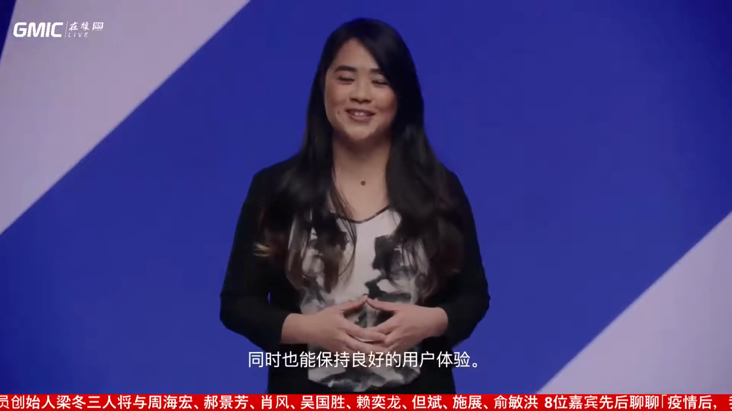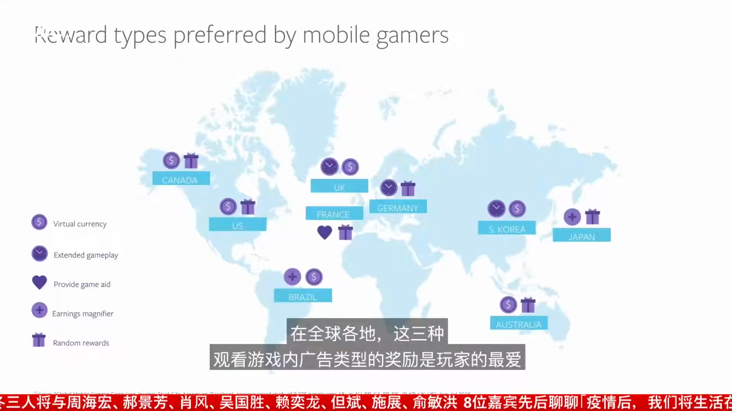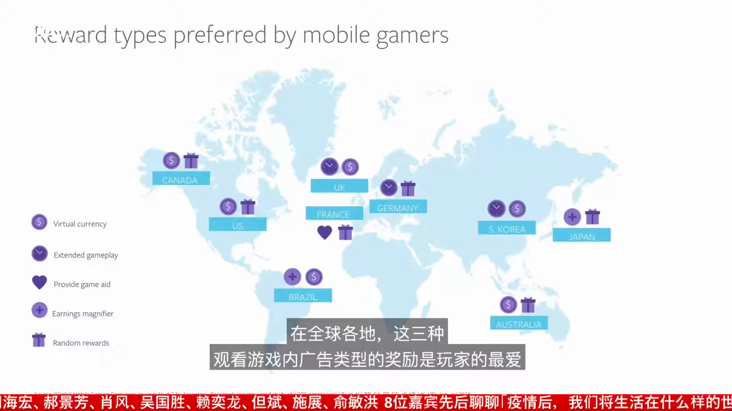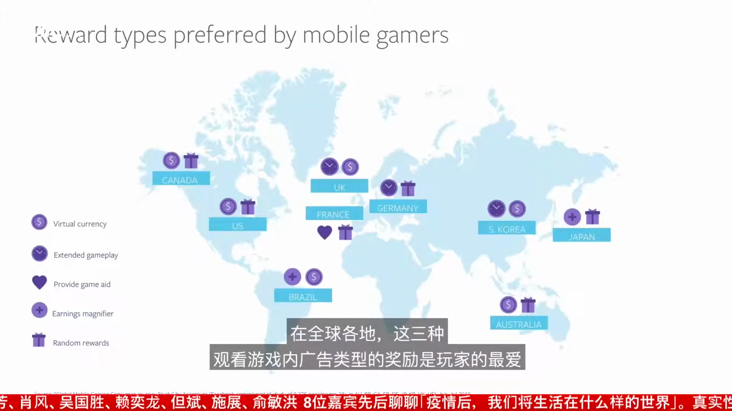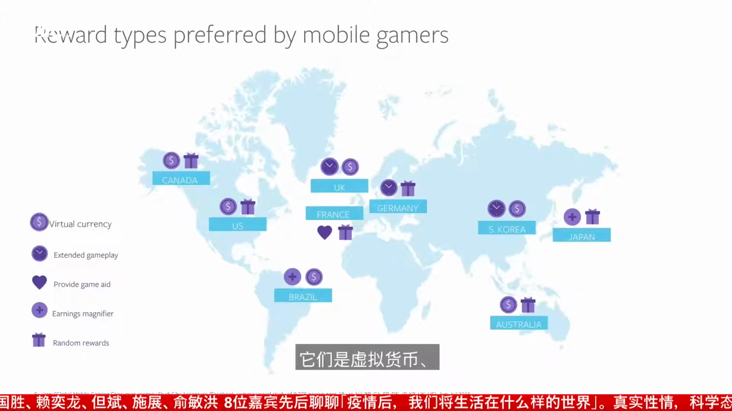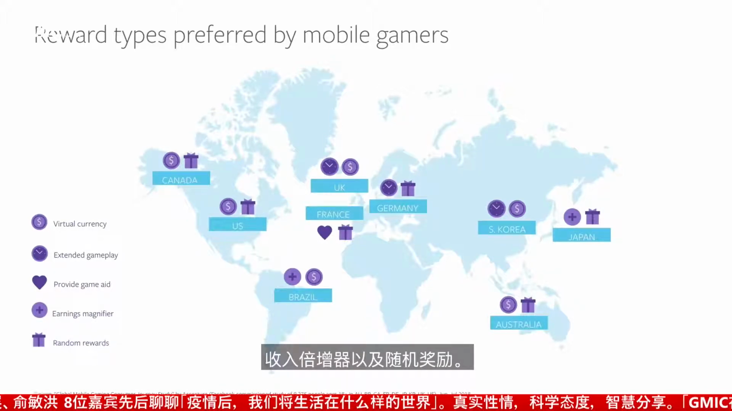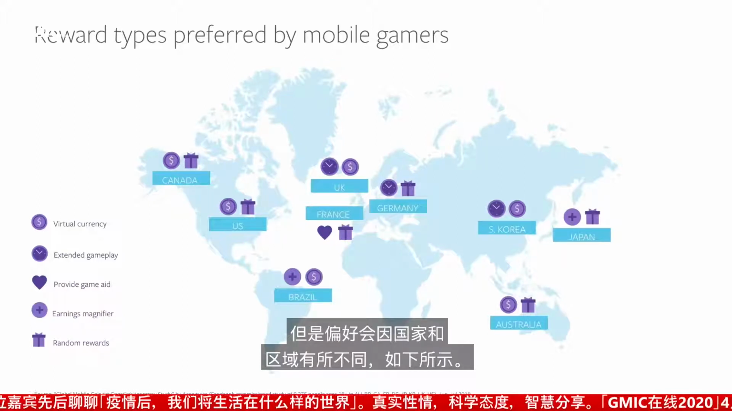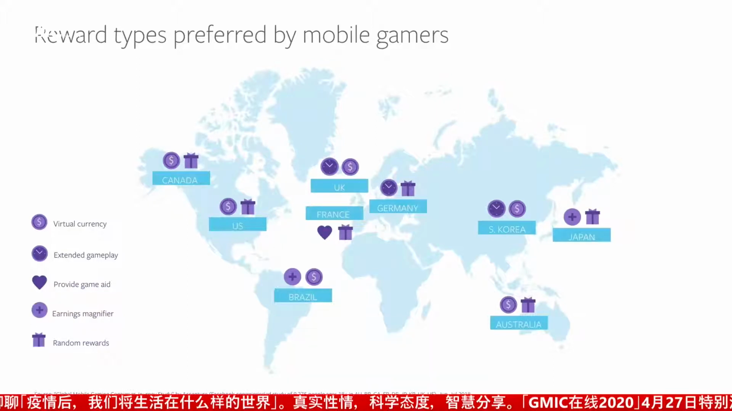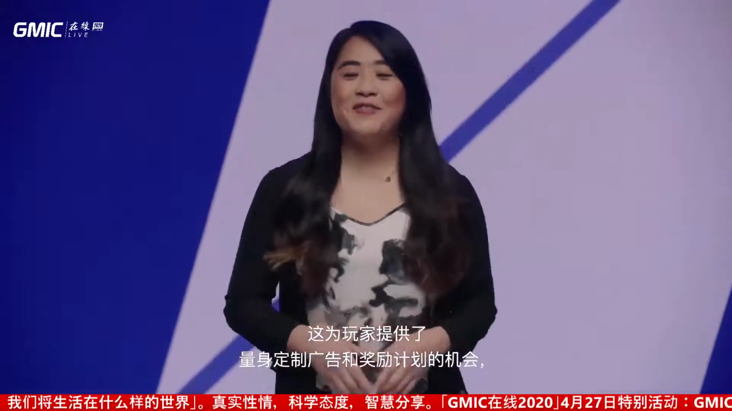A/B testing ad frequency is the best way to understand optimum ad impression while still maintaining positive user experience. Across the globe, 3 types of rewards stand out as being preferred compensation for watching an in-game ad. These are virtual currencies, magnifiers for earnings, and random rewards. But preferences vary by country and region as shown here. This presents an opportunity for games to tailor ads and incentives in order to match players' preferred rewards.